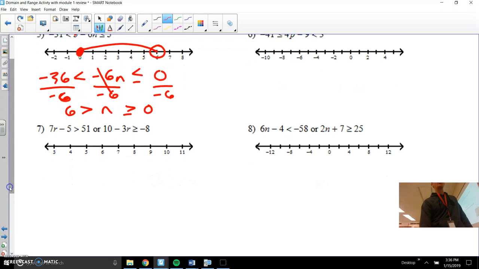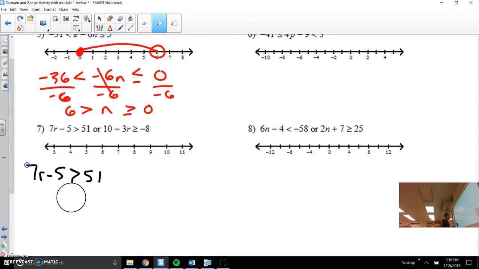So now I'm going to do an OR problem with you. And these problems are kind of separated for you. You just have to work each one separately. So I'll start by writing this problem a little closer to my space. I see that it's a two-step problem. Not too bad if you're familiar with solving. Let's add 5 over. You get 7r greater than 56.